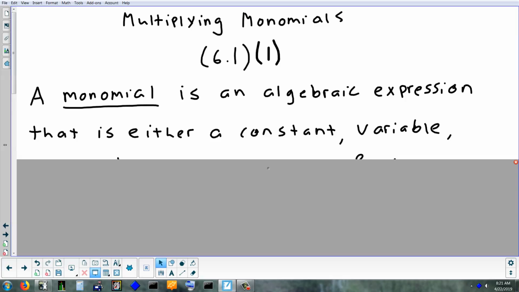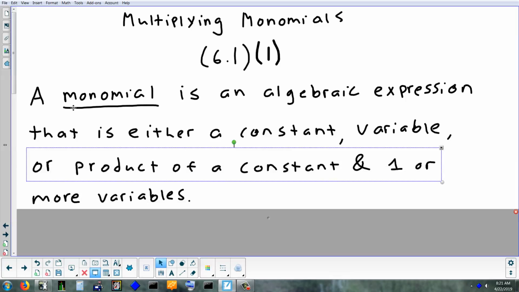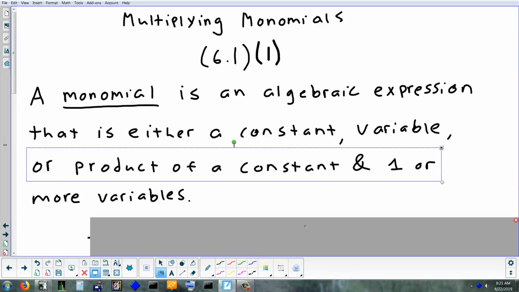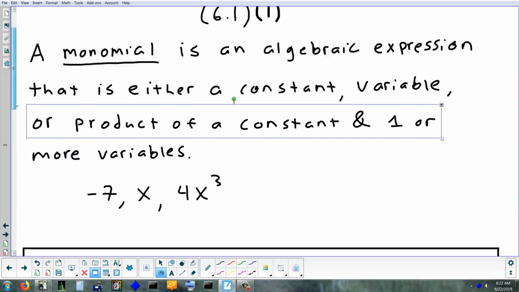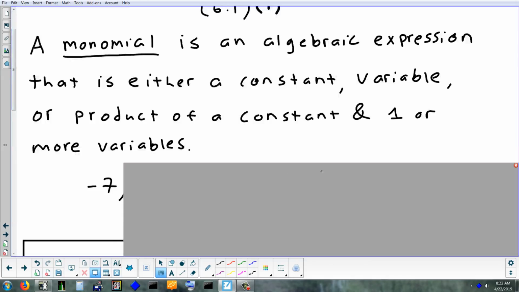Whether it's a number or a letter, it basically just has to do with one thing. So a monomial is any type of algebraic expression. Now when you think algebra, what's always involved when you do algebra? Letters. So an algebraic expression is anything that has letters or numbers in it. Okay? So here are some examples of monomials. A monomial can be just a single number, all by itself. Technically, that's considered a monomial. It's the simplest kind of monomial you can have. It's just a number.